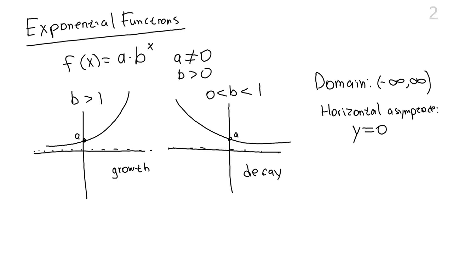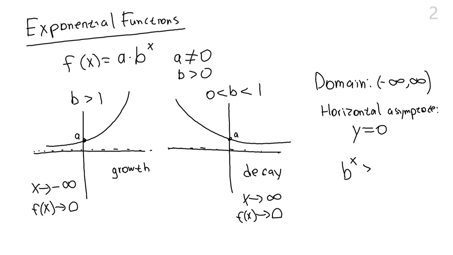In an exponential decay situation, as x goes to infinity, f of x goes to 0. This is why we have the horizontal asymptote there. In the exponential growth situation, as x heads towards negative infinity, the function heads towards 0. It is also true that all exponential functions are always positive. So b to any x is always positive. Exponential functions can never be negative unless a is negative.